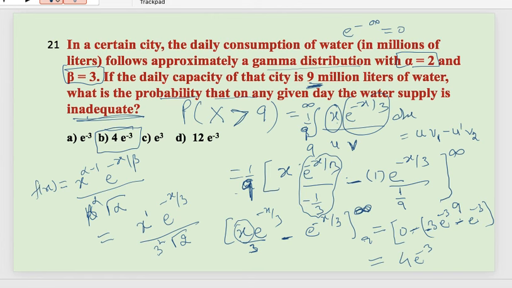So when there is a gamma distribution, better to use this formula for U into V, it's a great help. So I hope you have gotten some information regarding problem solving for the exponential and gamma distribution.